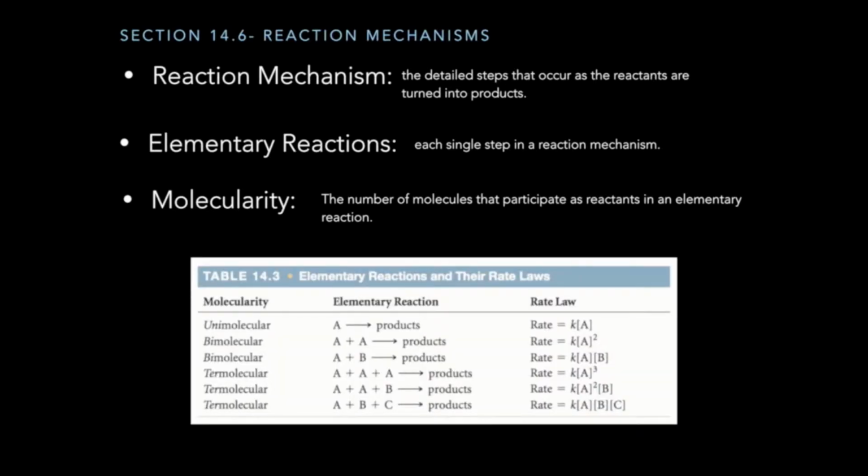So let's look at this example. You have unimolecular, meaning one molecule. The only way to have a unimolecular elementary reaction is if you just have one single reactant. It can be bimolecular, meaning you have 2 molecules, 2 of the same molecule, or it can be bimolecular if you have 2 different molecules. It can be termolecular if you have 3 of the same molecule. It can be termolecular if you have 2 of one molecule and 1 of a different one, or you can have 3 different molecules and it still be termolecular, meaning 3. You don't go above ter.